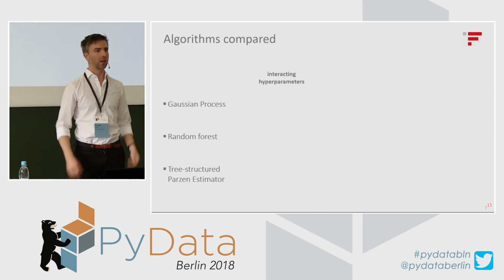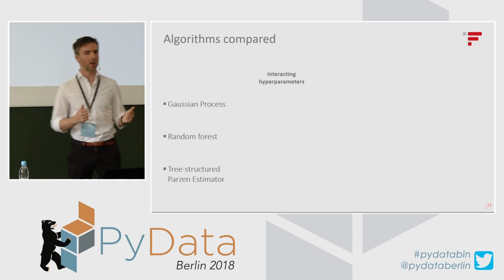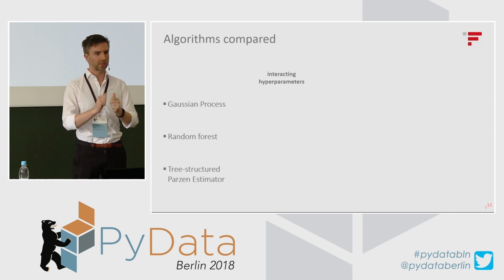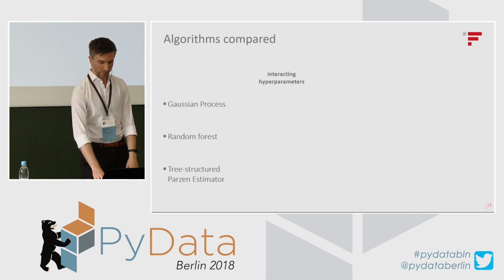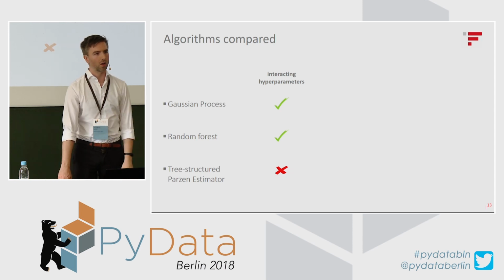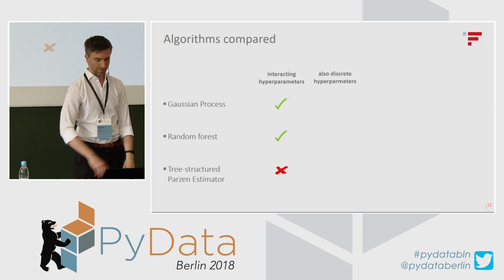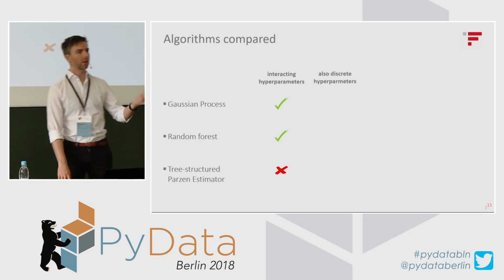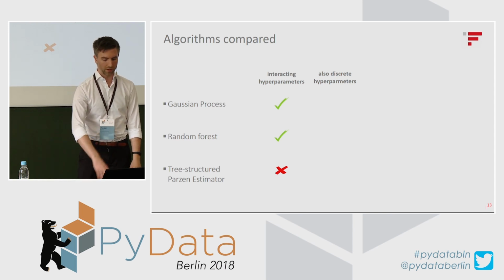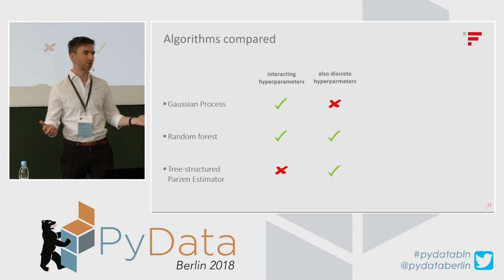So maybe we want to make sure that our optimization algorithm also pays attention to the interaction between hyperparameters. If we just change this one hyperparameter, set it to the other one, maybe it's not so efficient. We want to take care of the interaction. And actually, the tree structure Parzen estimator does not do this well. You also want to include discrete hyperparameters and the Gaussian process has some limitations there.